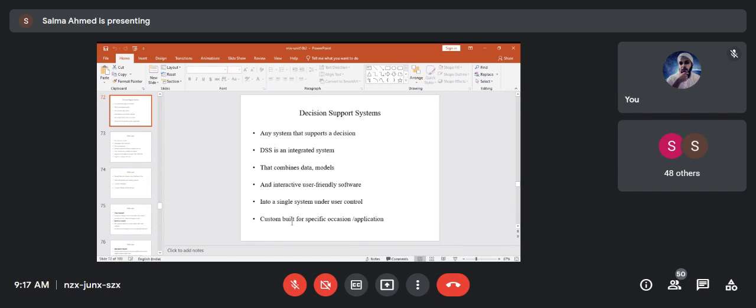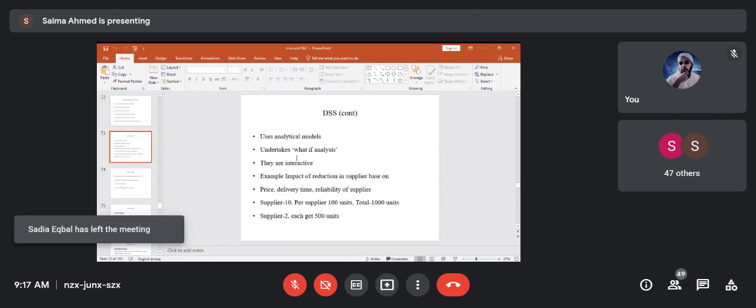And this is what we mean by custom built. If it is built into the system to answer a particular query, it would be doing so, else it would not be answering. So it is custom built for specific occasions or applications.